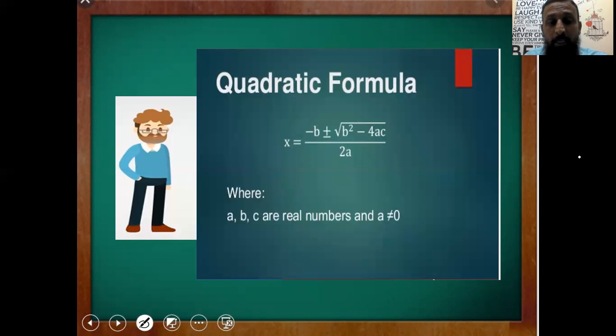So this is it. a, b, and c are real numbers and a is never 0. If a becomes 0 in this equation, it won't be a quadratic equation. It will become a linear equation. So we are dealing with quadratic equation. Make sure the coefficient of x square, a, is never 0.